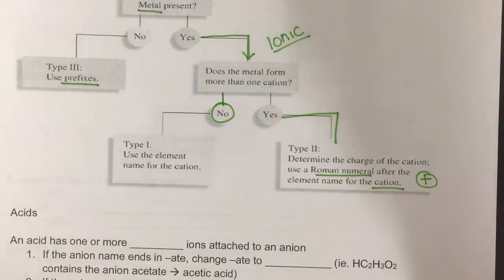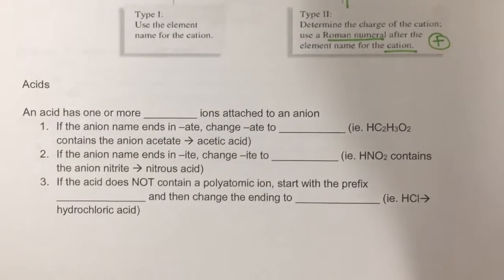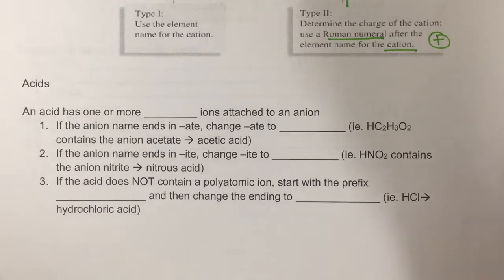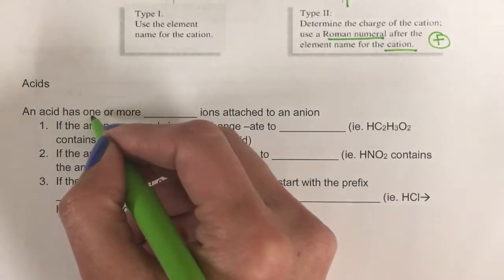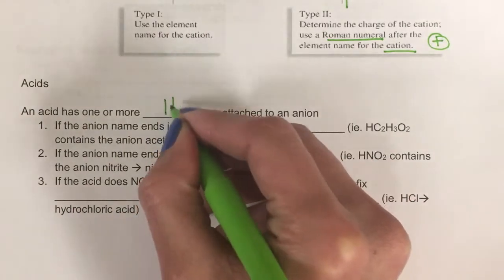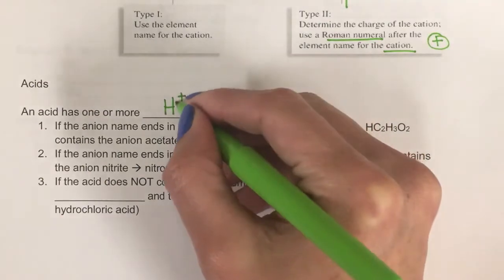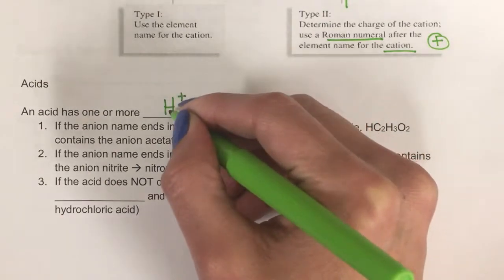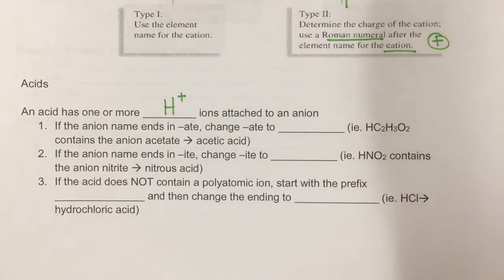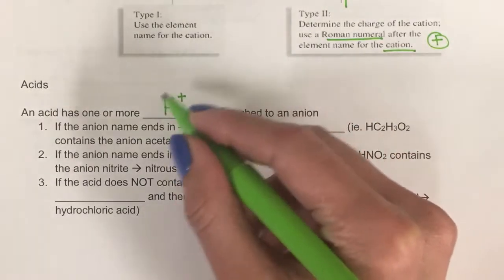Where it gets more complicated is our final type of compounds that we're going to deal with naming, and those are acids. An acid is going to have one or more than one hydrogen ion. Now this has to be a positive hydrogen ion, so the H will always be in front. It'll be HCl, H2SO4, H3PO4, HC2H3O2, but it's always going to have an H in the beginning.